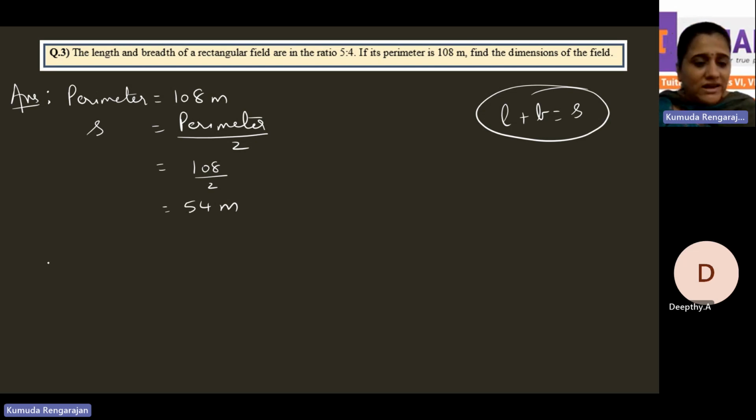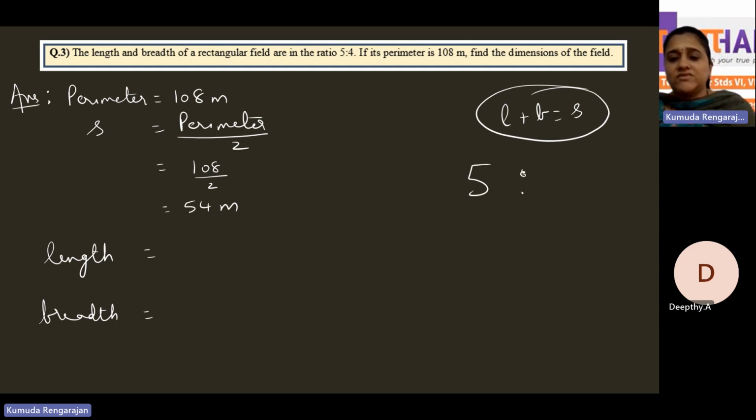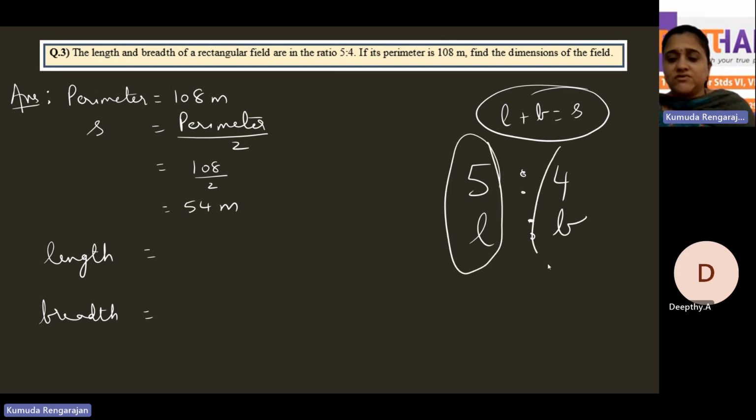So now to find the length, remember this, length is equal to... What's the ratio? 5:4. That is L is to B is equal to 5:4. L is 5 parts. B is 4 parts. What is the total number of parts? 5 plus 4, 9. Total number of parts, 9.